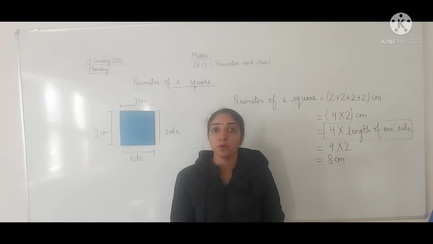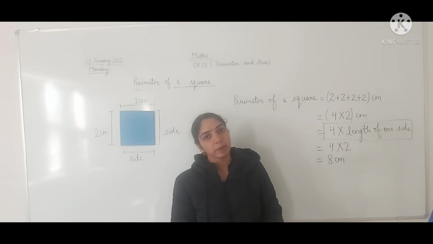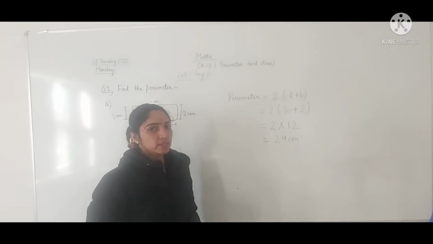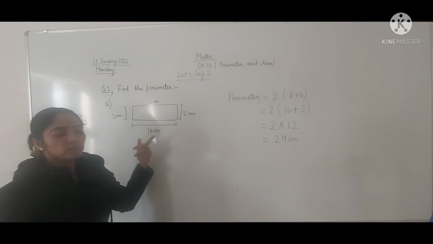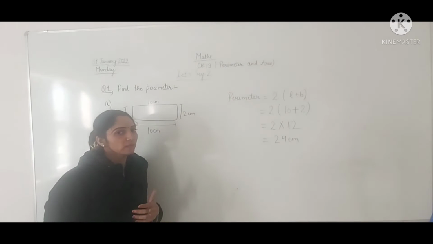And what is the perimeter of a rectangle? 2 multiply length plus breadth. So now let's discuss the questions of Let's Try 2. Its first question is: find the perimeter of the given shapes.